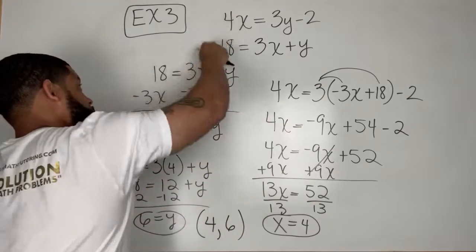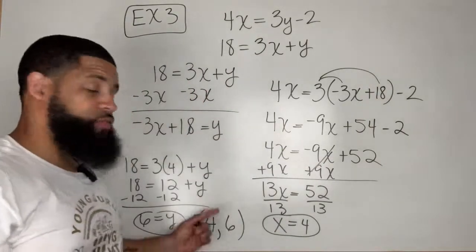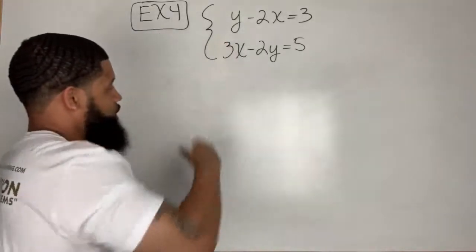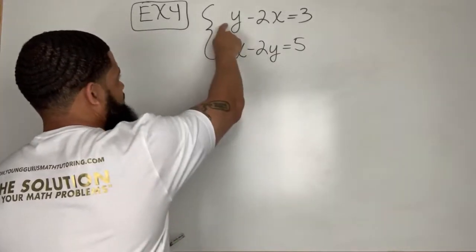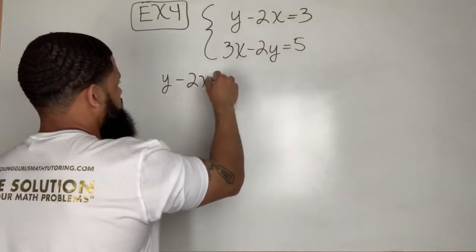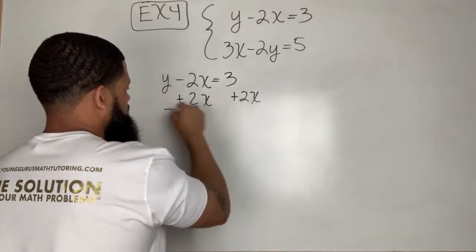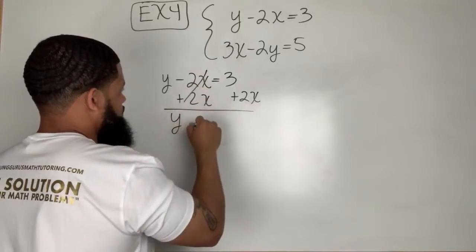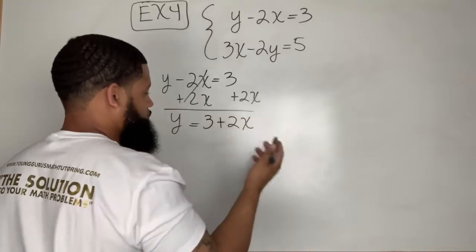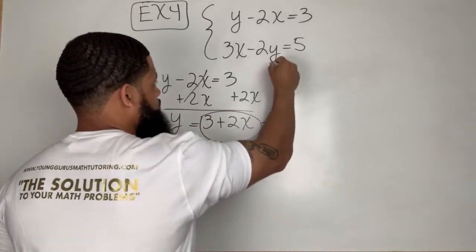That means that these two equations, if I graph them, will intersect at the ordered pair 4, 6. So example 4, we have another one. Now, I think it's easier to solve for y here, so I'm going to say y minus 2x equals 3. I'm going to add 2x to both sides, and then I'm going to say y equals 3 plus 2x, or I could say 2x plus 3. It doesn't matter. But I'm going to substitute this into the other equation, okay?